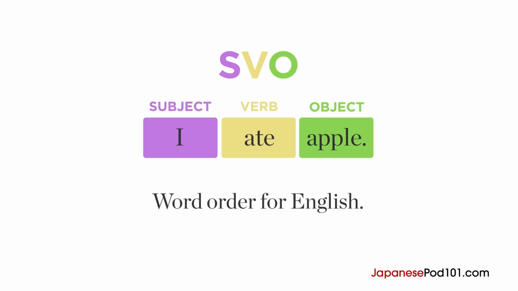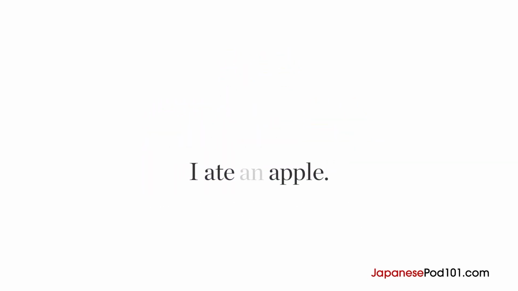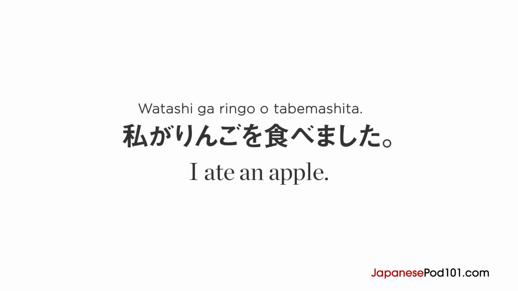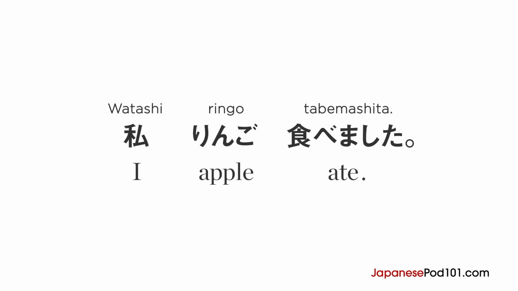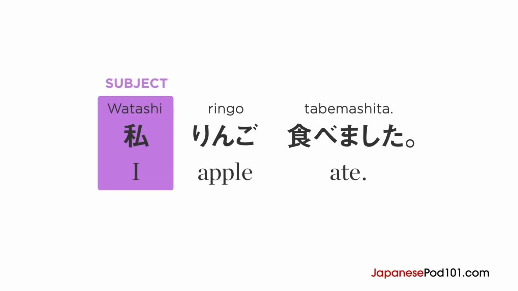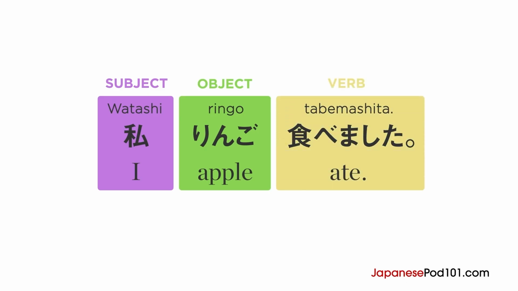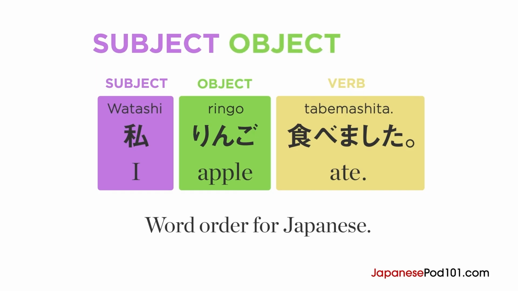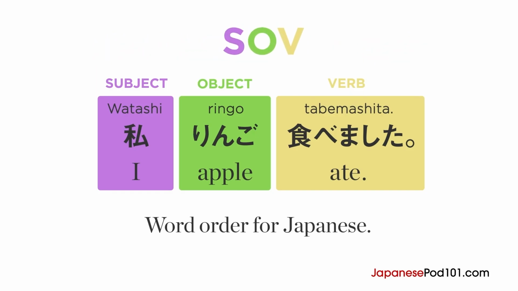Now, let's compare the same sentence, I ate an apple, in Japanese. 私がリンゴを食べました。Like before, let's remove the particles to keep it simple. So we're just left with the words. If we break down the Japanese sentence, we get the subject, 私, meaning I. Then comes the object, リンゴ, meaning apple. And finally, we have the verb, 食べました, meaning ate. The word order for Japanese then is subject, object, verb, or SOV for short.